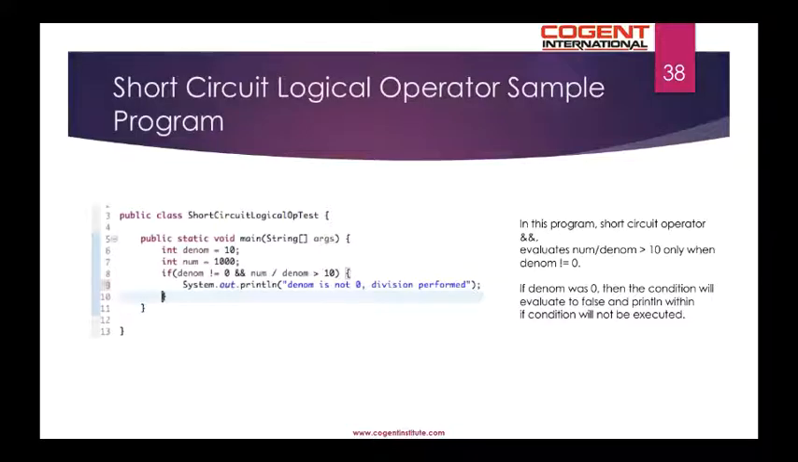So in this case, if denorm is 0 and we do not have the first check for denorm not equal to 0, this will result in an arithmetic exception, because num divided by 0 is infinite, which is not correctly interpreted in a Java program. So this will result in an arithmetic exception. Hence, only if the first condition is true, then the next condition is checked. That means if denorm is not equal to 0, only in that case is num divided by denorm.